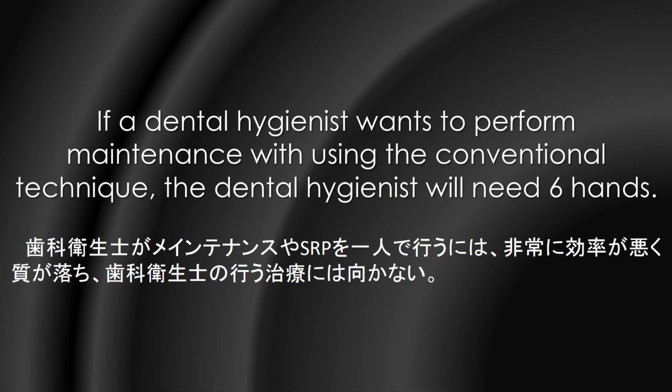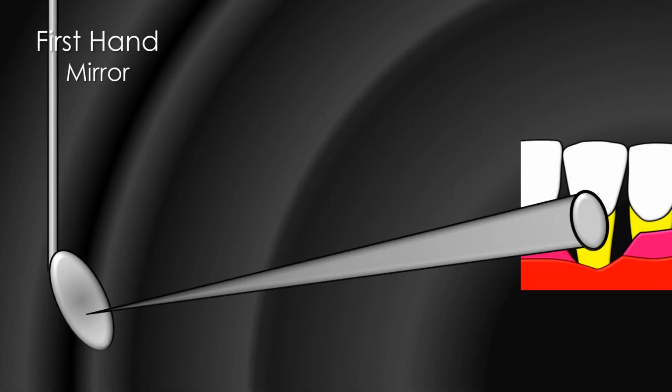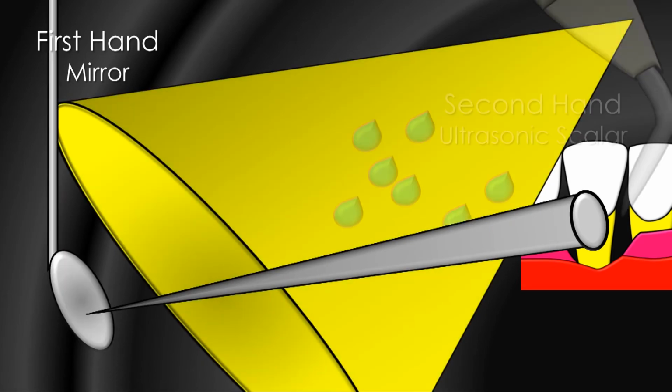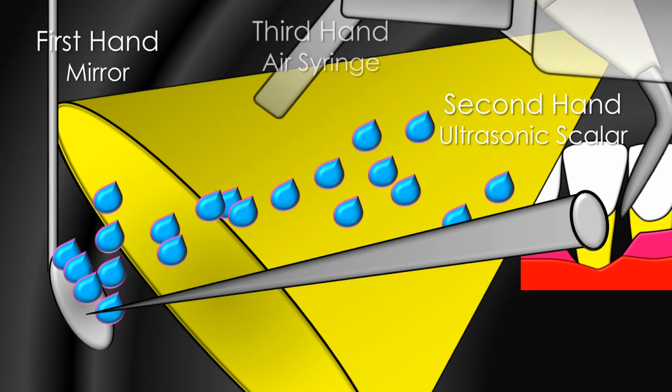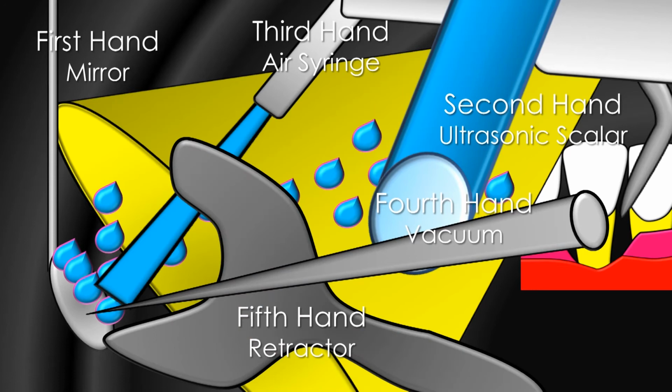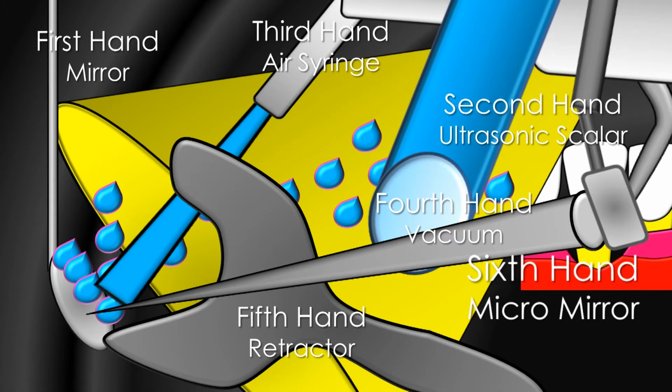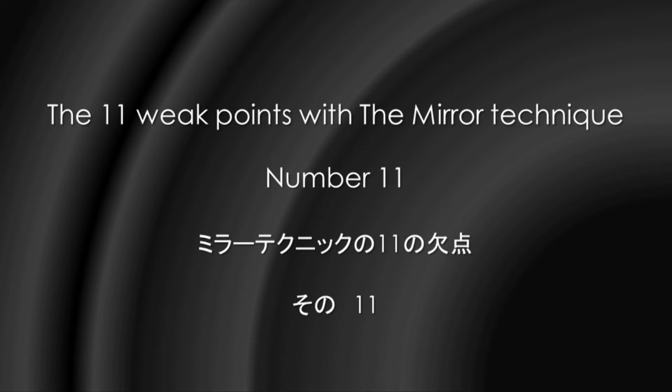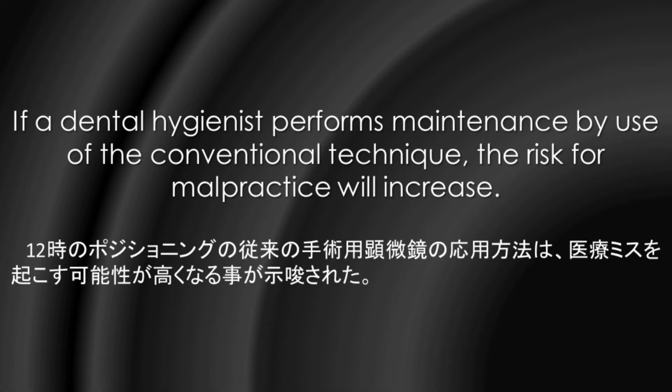If a dental hygienist wants to perform maintenance using the conventional technique, the dental hygienist will need 6 hands. First, mirror. Second hand, ultrasonic scaler. Third hand, air syringe. Fourth hand, vacuum. Fifth hand, retractor. Sixth hand, micromirror. The weak points of the mirror technique number 11. If a dental hygienist performs maintenance by use of the conventional technique, the risk for malpractice will increase.